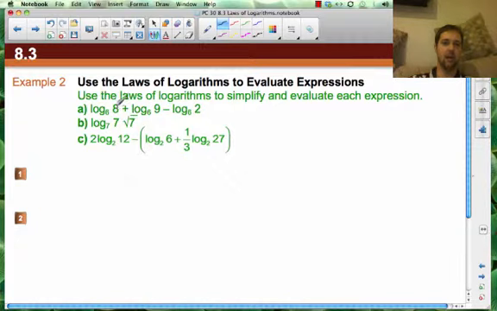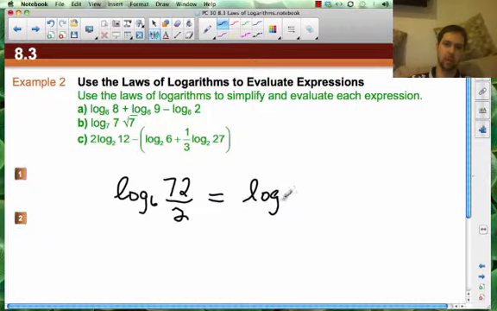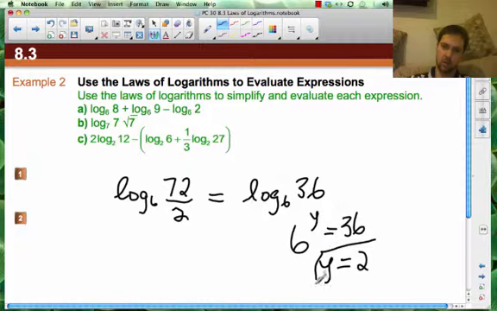Now, since they are added, these two things, the 8 and the 9, can be multiplied together, and we can rewrite this thing as log base 6 of 8 times 9, which is 72. And since this third log here is subtracted, since it has the same base, they're all base 6, we can write this as the denominator in the quotient of a log. So this becomes log base 6 of 72 over 2, which is 36, which means what? 6 to the power of what equals 36, and you can see by inspection that the answer is 2.